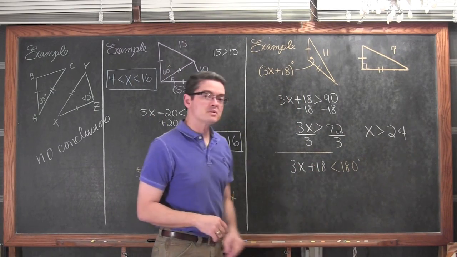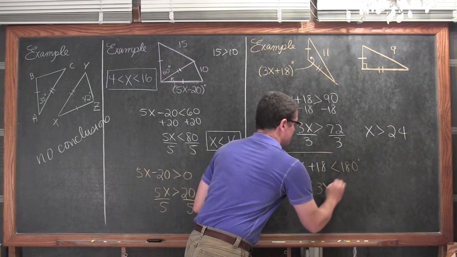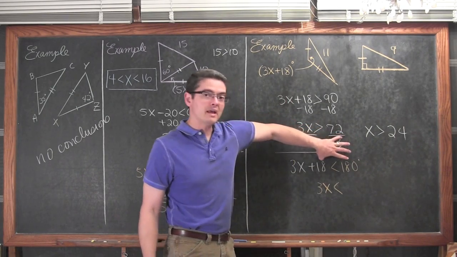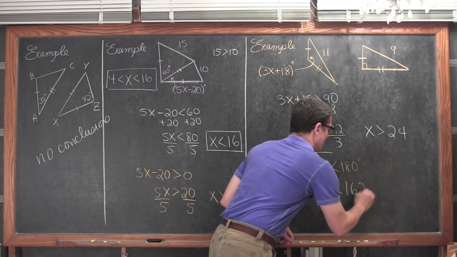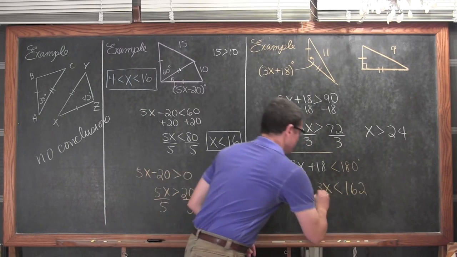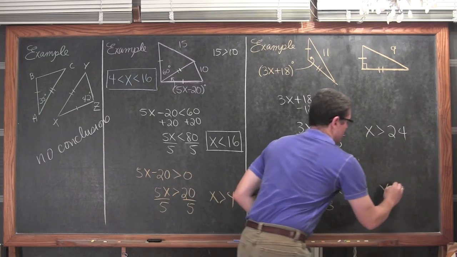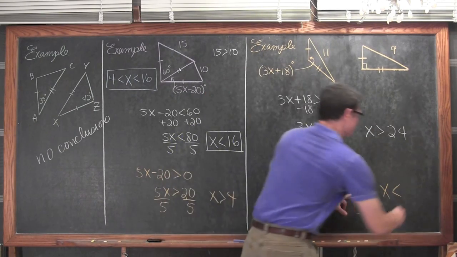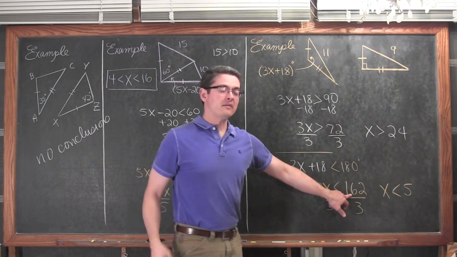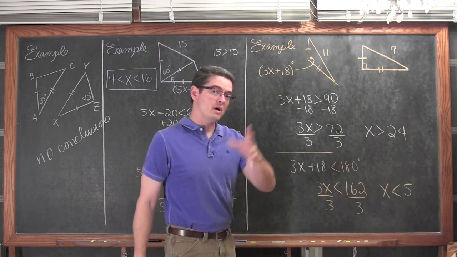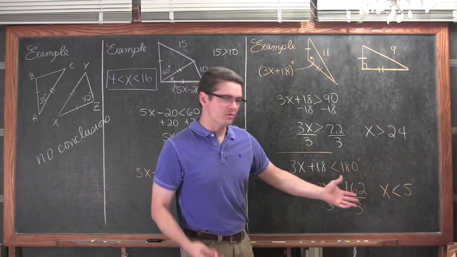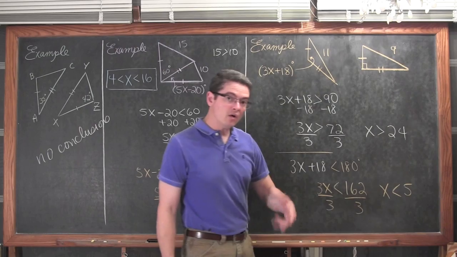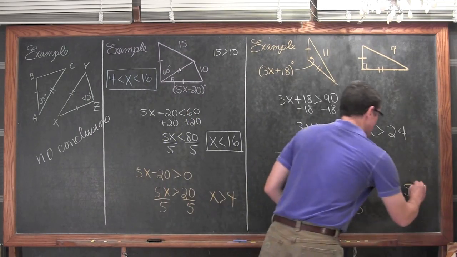So again, we're going to subtract 18 from both sides and get 3x is less than 180 minus 10 is 170 minus 8 is 162. And now we're going to divide that by 3 again. And x must be less than, let's see, how many 3's are in 16? That's 5. Now 3 times 5 is 15, but this is 16, so a remainder of 1. So we take the 15 out of the 16, we get 1. Now we got 12, and 12 divided by 3 is equal to 4.